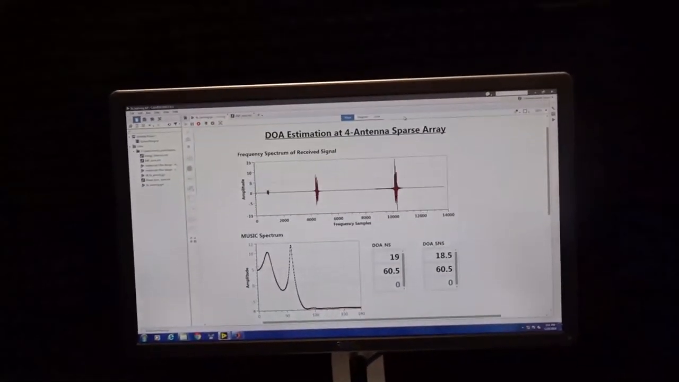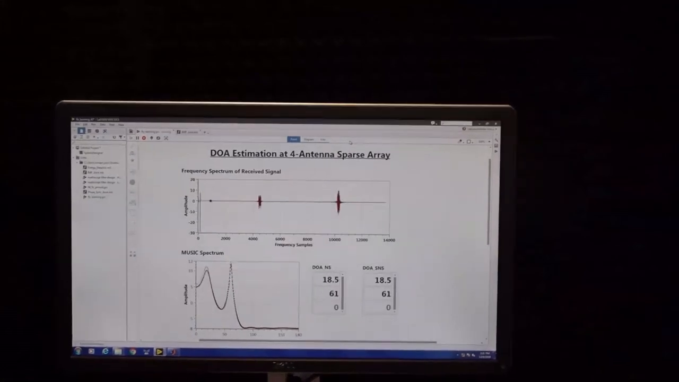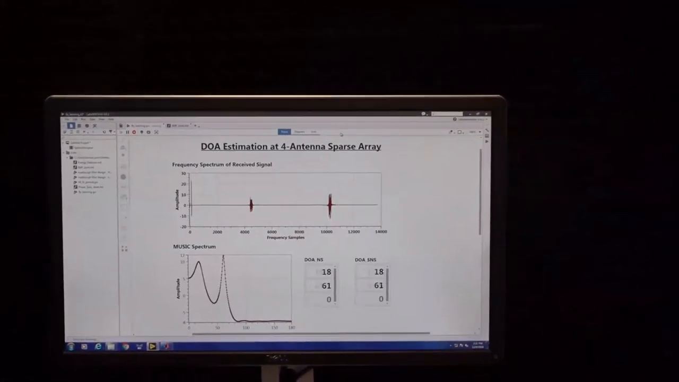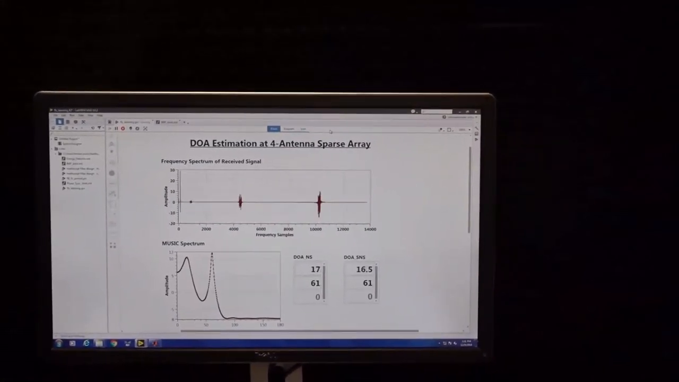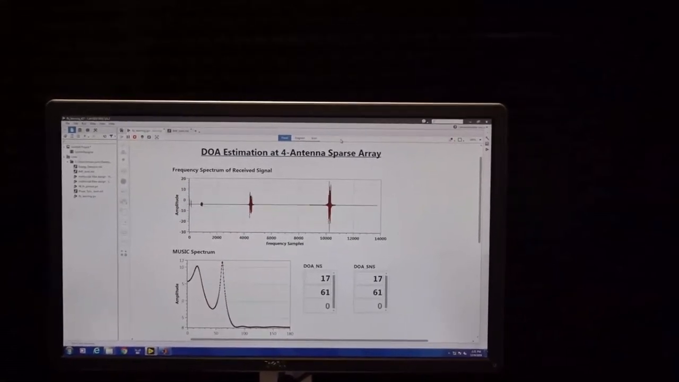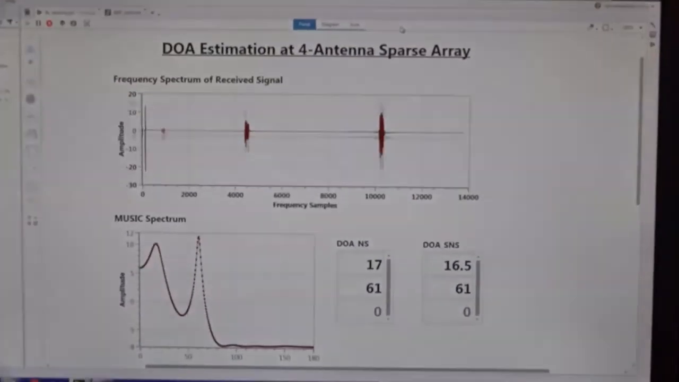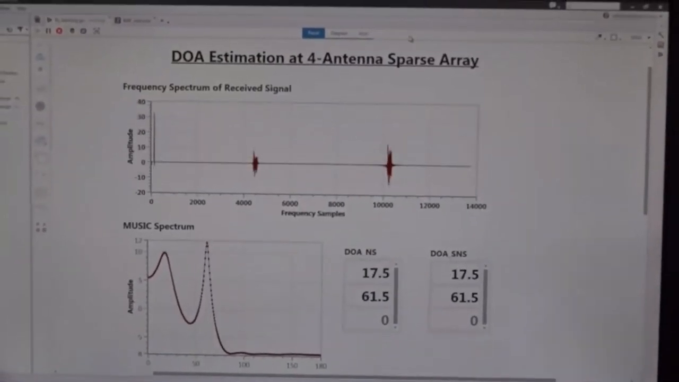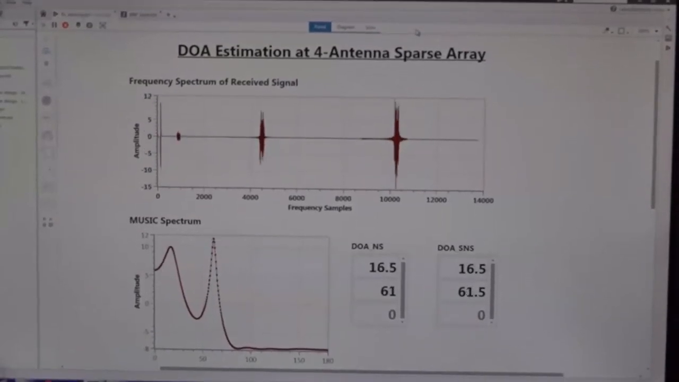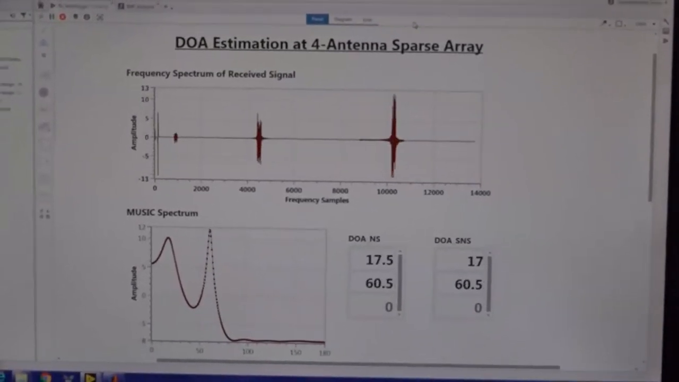On the screen, we can see the outputs. From the frequency spectrum, we can observe that 2 signals are received at the receiver and 2 peaks in the MUSIC spectrum tell their direction of arrivals, which is around 17 degrees and 60 degrees. The DOA NS and DOA SNS show the direction of arrivals obtained when Nyquist samples and sub-Nyquist samples are used for wideband angular sensing.